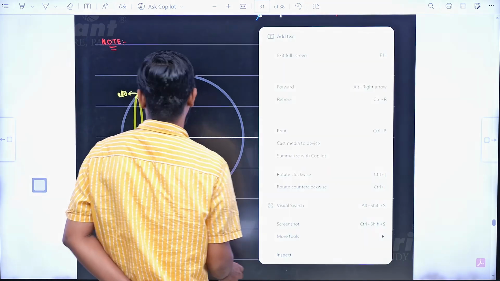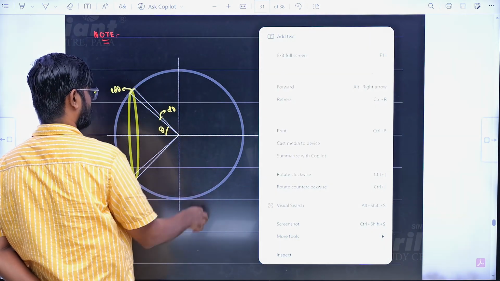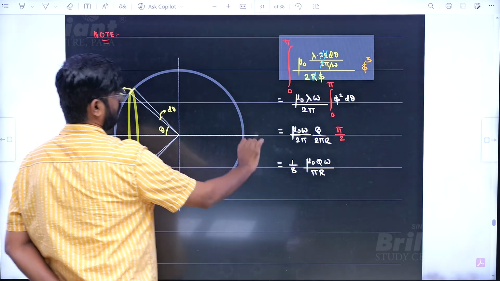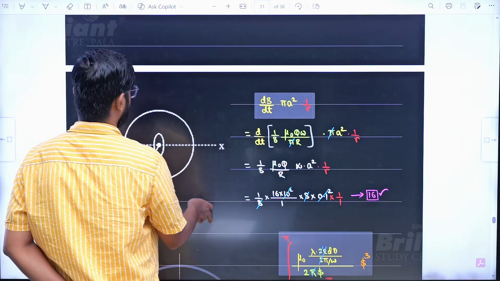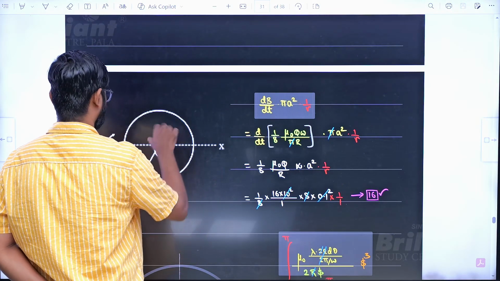Then you have to integrate from where to where, all the rings, that is going to be theta equals 0 to theta equals pi. Then you will be getting some value. Now why is this important? So that you can understand what is the flux through this.